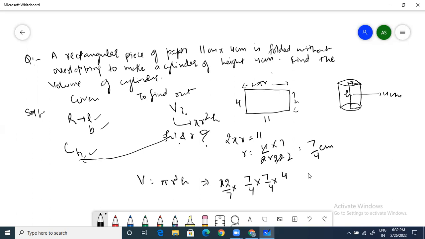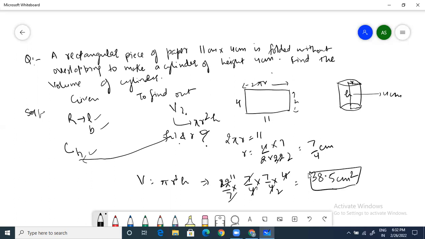So that is why it is always important to visualize a question in terms of geometrical figures, because it will always help you understand what it is that I've been given and what it is that I have to calculate. This will make things easier for you, right? That is why I'm saying so. So it is 38.5 centimeter cube.